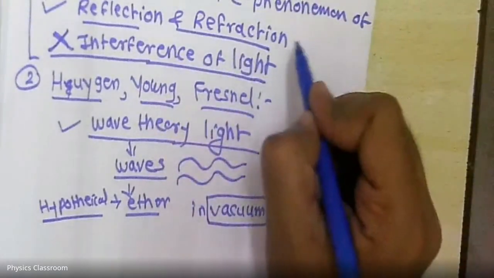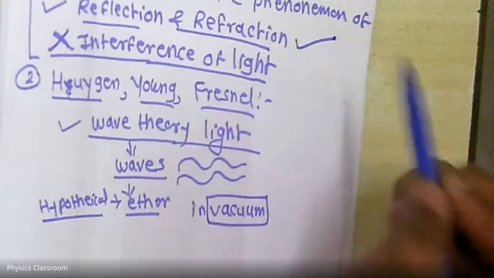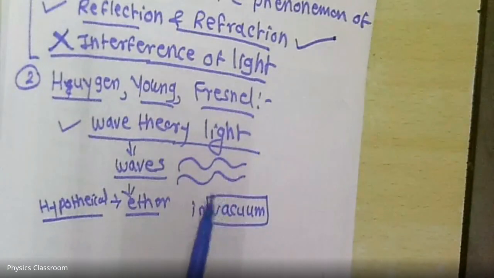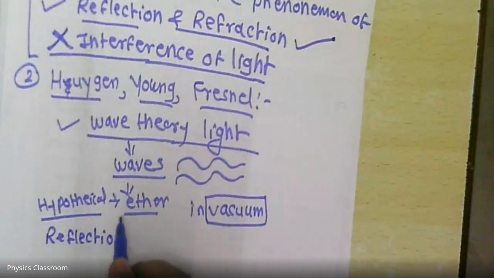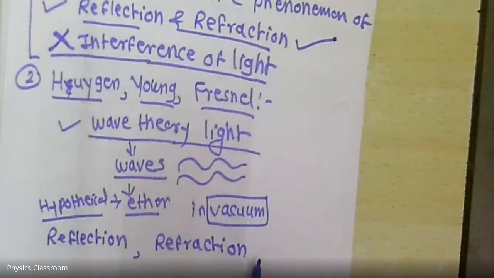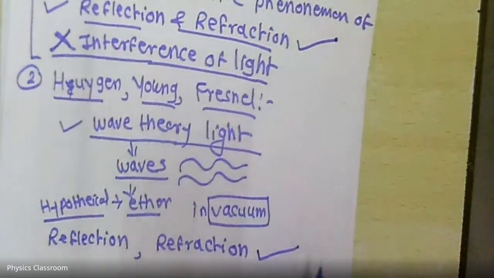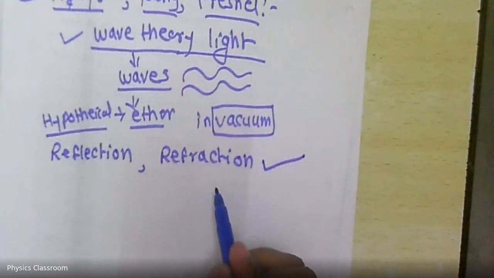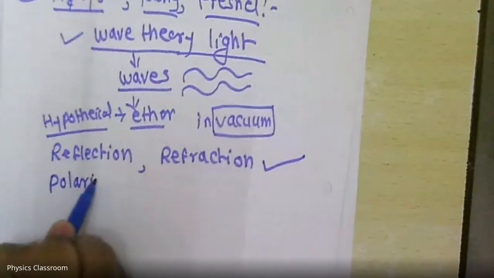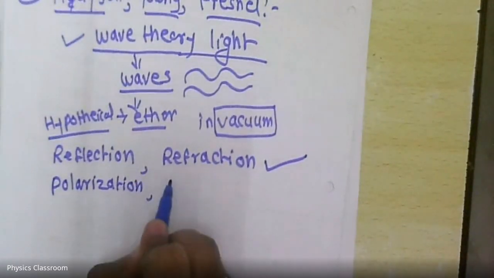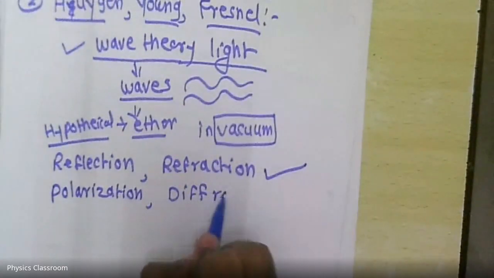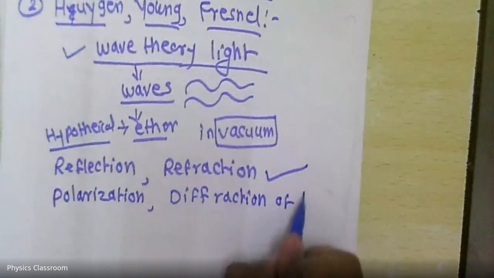Newton's corpuscular theory only explained reflection and refraction, but what does the Huygens, Young and Fresnel theory explain? It explains reflection and refraction, and also explains the phenomena of polarization and diffraction of light.